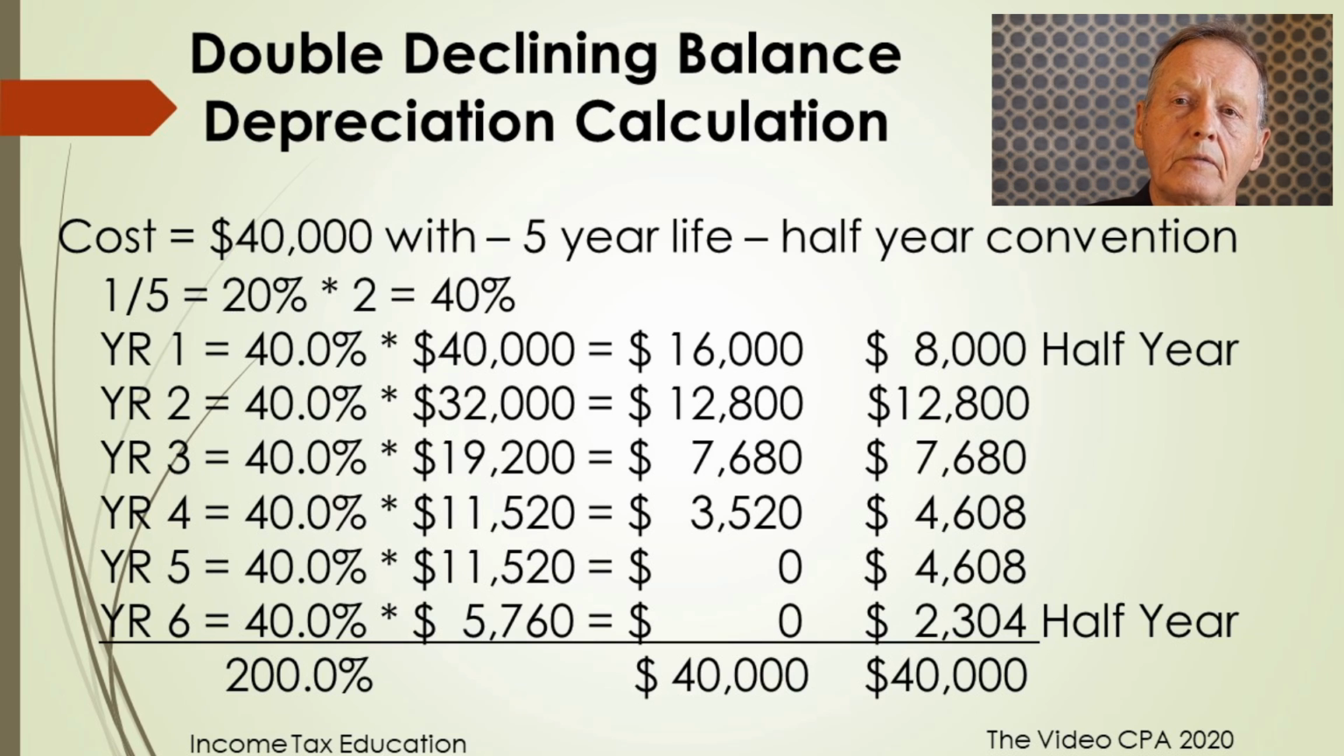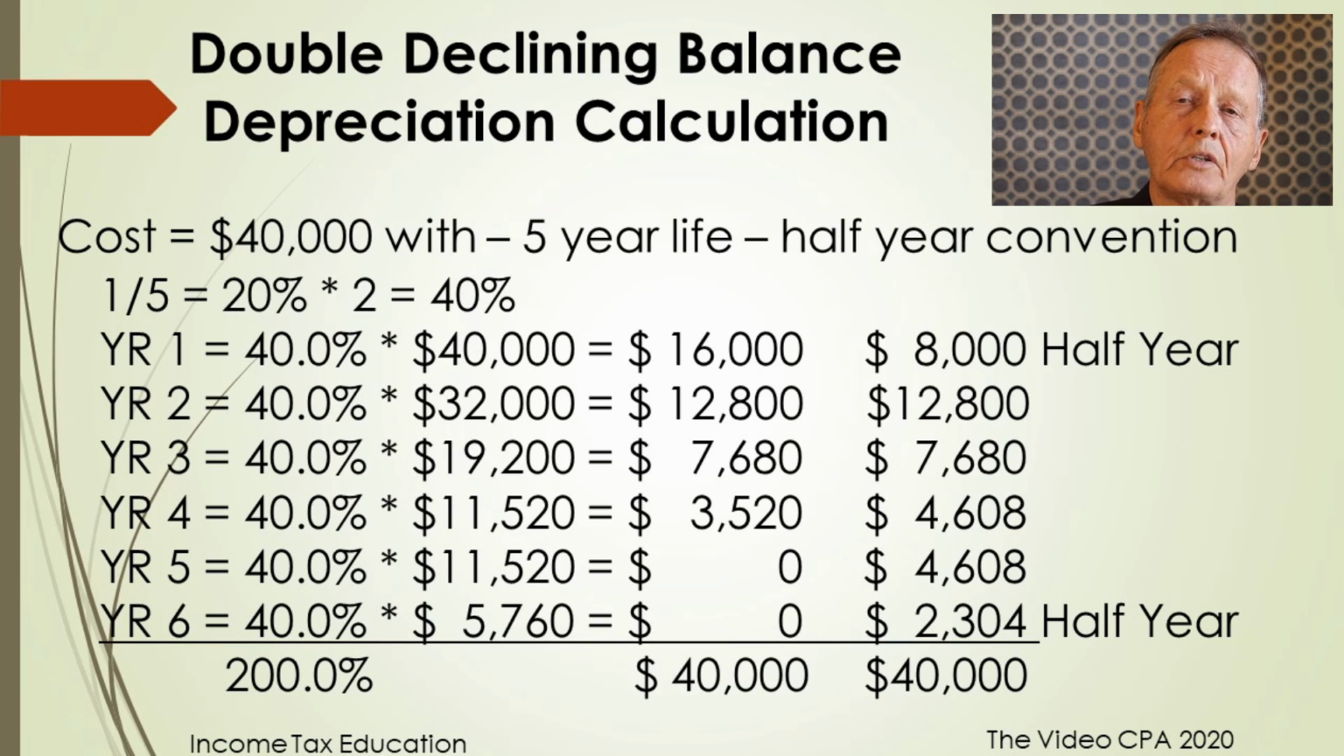Now you'll notice if you were just using regular double declining balance without depreciation conventions in mind, this particular asset would depreciate fully at the end of 4 years. In fact, you'd have to limit the depreciation in the 4th year because you don't want to over depreciate the asset. But with the half-year convention, you'll see that you only take $8,000 during the 1st year, and so you actually go out to 6 years again because of the depreciation conventions.